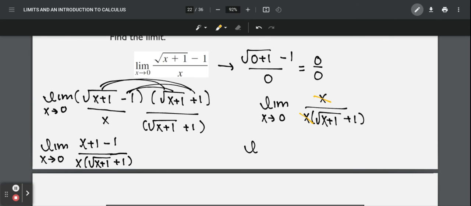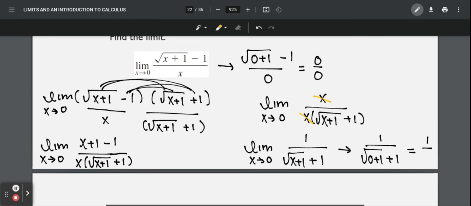And we're left with the limit as x approaches 0 of 1 over the square root of x plus 1 plus 1. And now we're to the point where we actually can then plug in the 0. So 0 plus 1 plus 1, which gives you 1/2 for your limit.